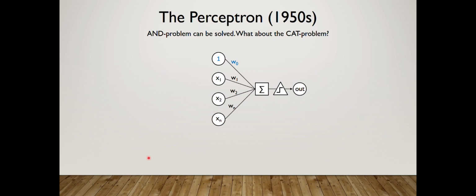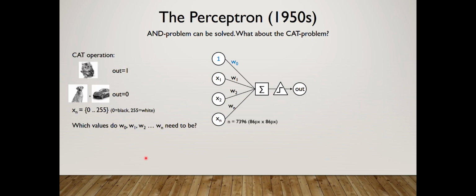So the AND problem can be solved using a perceptron, but what about the cat problem? I don't know whether you're aware of the cat problem. The cat problem is almost as simple as the AND problem. It goes like this. Instead of 2 input nodes, you have 7,396 input nodes, because you're feeding in pictures. You're feeding in little grayscale pictures, where each pixel can be between 0 and 255, 0 meaning black, 255 meaning a white pixel, and gray pixels are in between.